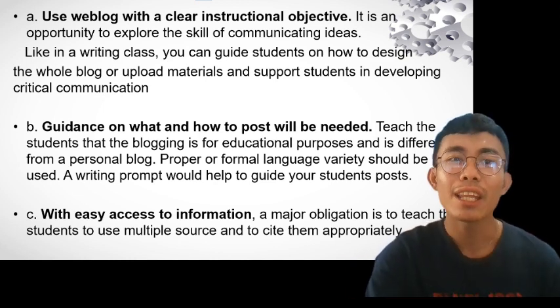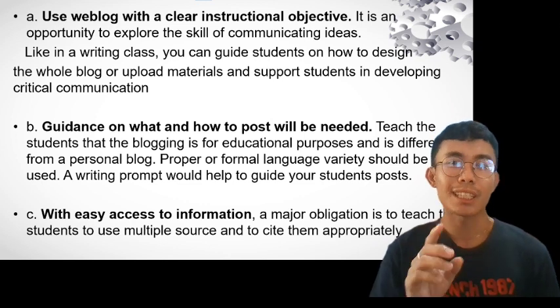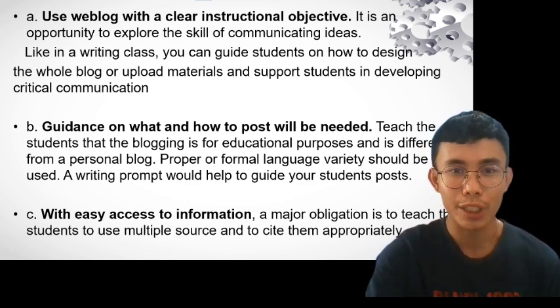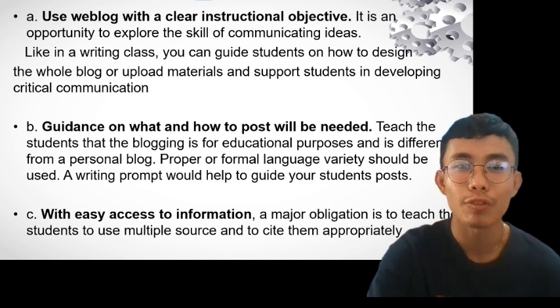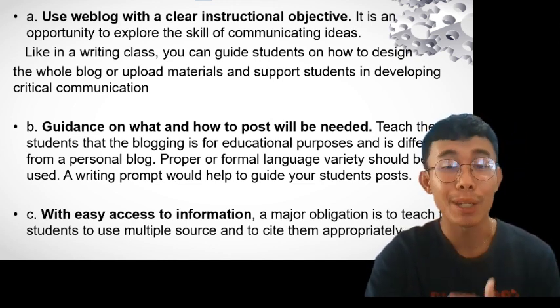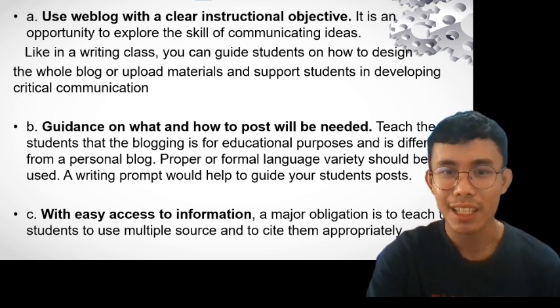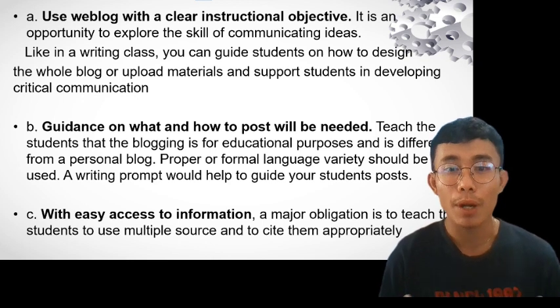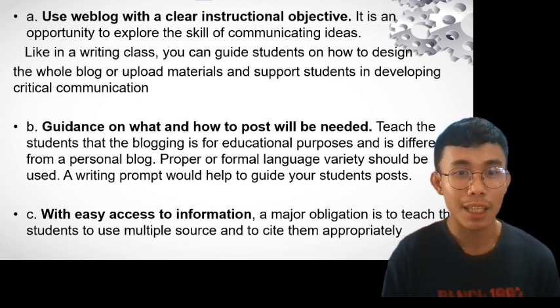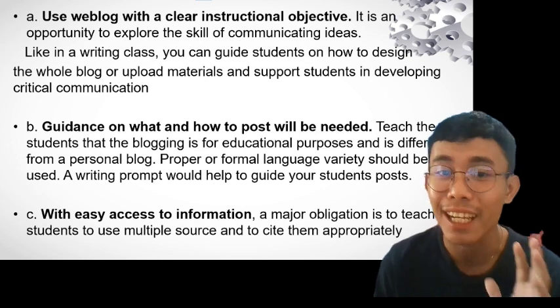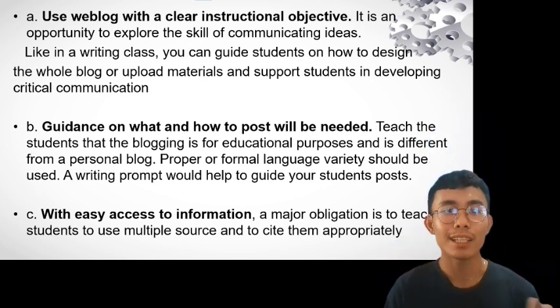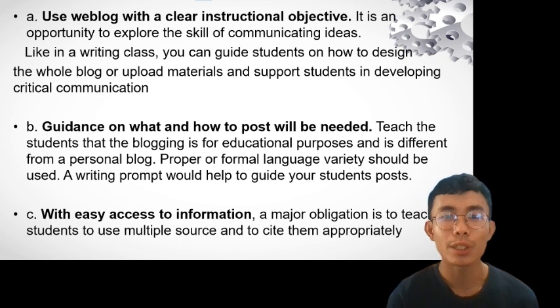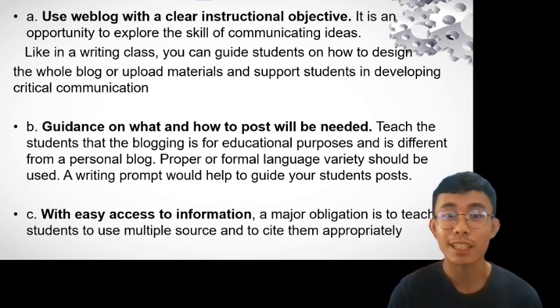Okay, what is this? The use of multiple sources and proper citation practices is crucial in educating students about responsible information consumption. Avoid plagiarism. In a weblog setting, teachers can emphasize the importance of sourcing information from reputable sources and citing them accurately to avoid plagiarism. For example, in a history class, students could be tasked with researching and writing a blog post on a specific historical event, requiring them to consult various primary and secondary sources.